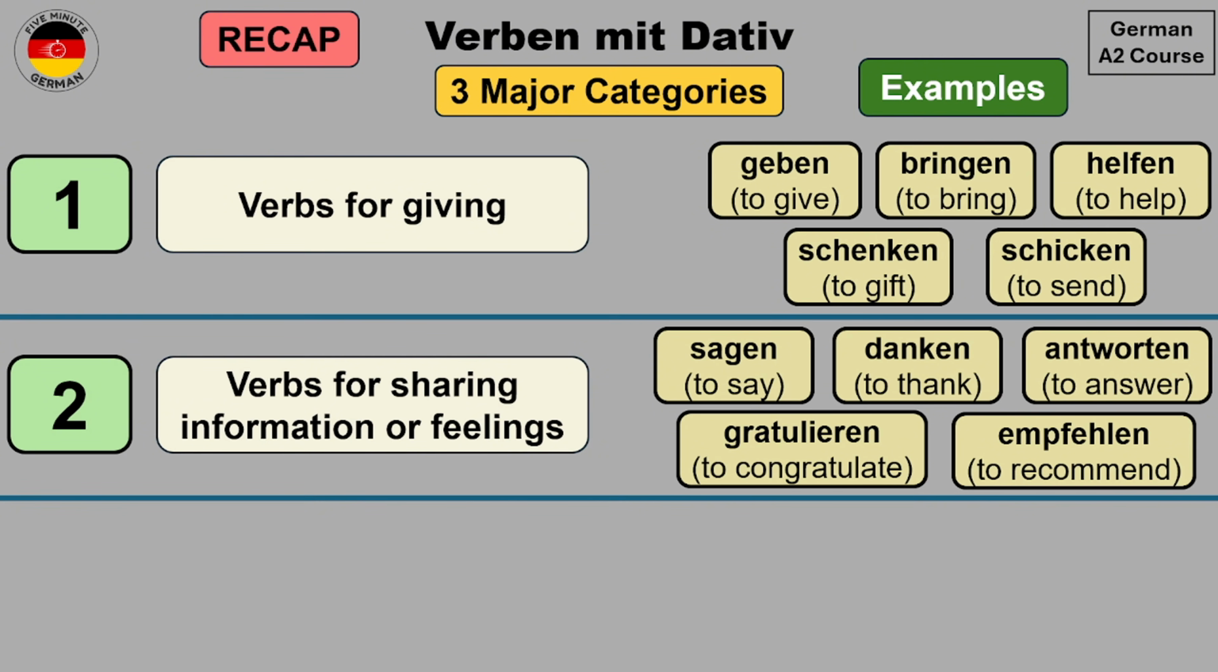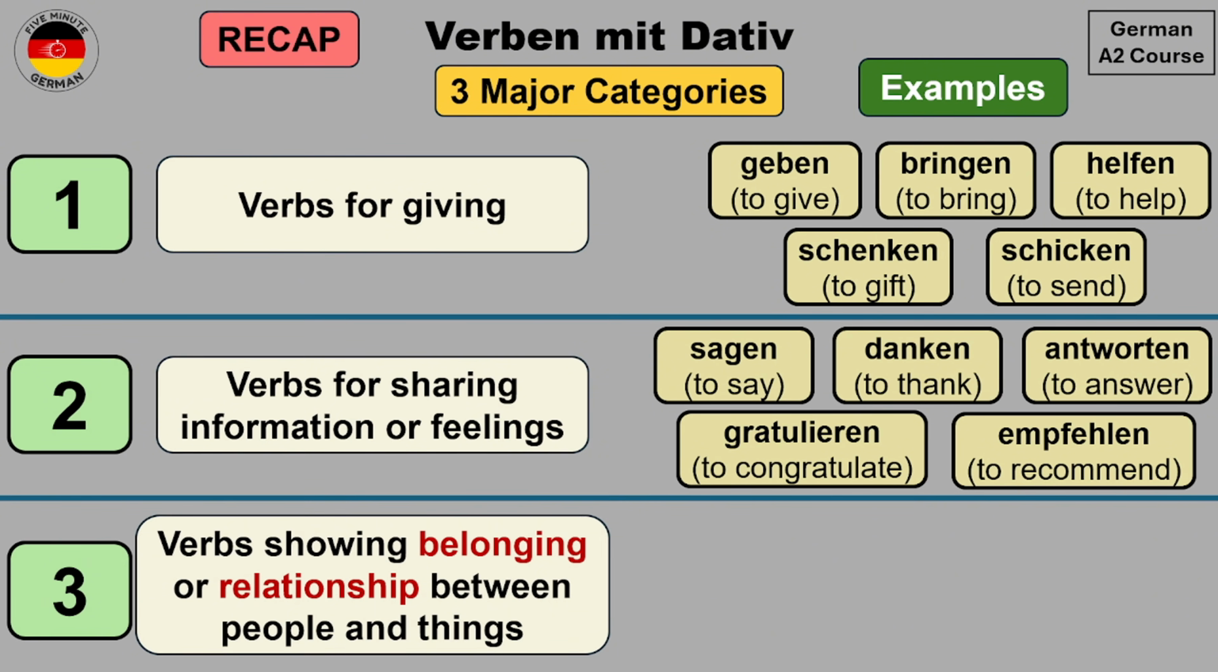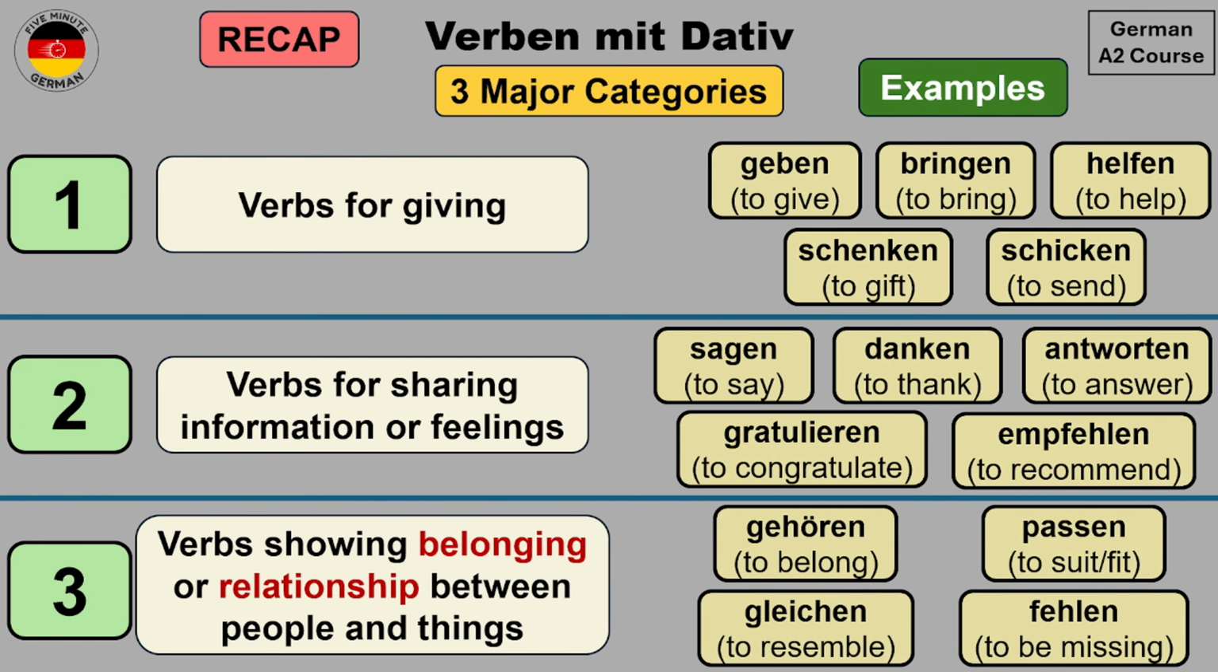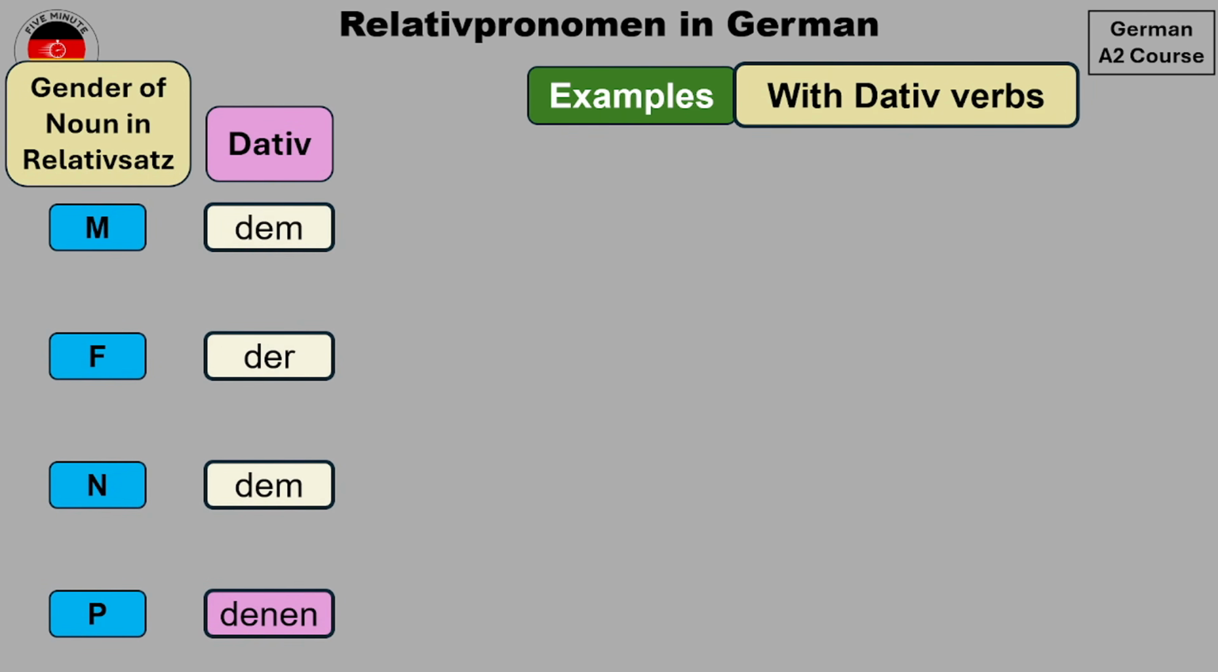And the third category of verbs are verbs showing belonging or relationship between people and things. Some examples of these verbs are gehören, which means to belong, passen, which means to suit or fit, gleichen, which means to resemble, and fehlen, which means to be missing. Now let's take some examples with these dative verbs.